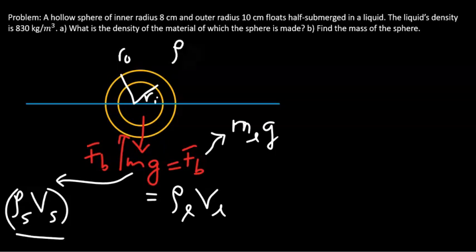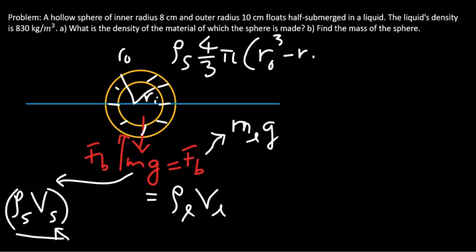The density of the material is what we want to determine in part A. The volume of the sphere is due to the solid part of that sphere, and that is given by 4/3 pi times the outer radius cubed minus the inner radius cubed. So this expression represents the volume of that hollow sphere. The outer radius is 10 cm, the inner radius is 8 cm, so let's put that in. Note I've converted the cm into meters.